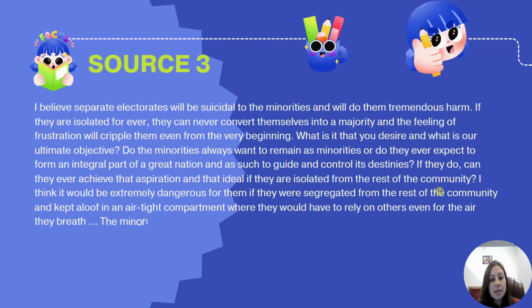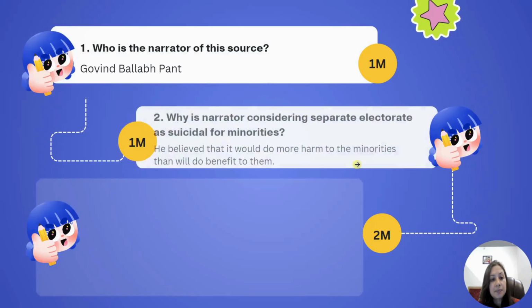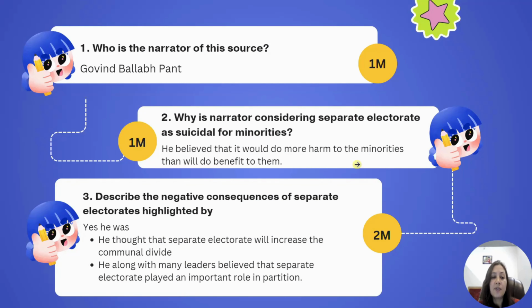The next source is: "I believe separate electorates will be suicidal." This statement is again very important, and we all need to remember who gave it. Now let's come to the questions. The very first question is itself asking about the narrator. That is Govind Ballabh Pant. Why is the narrator considering separate electorates suicidal for minorities? He believed that it would do more harm to the minorities than benefit them, because the minorities would never be able to come into the mainstream.